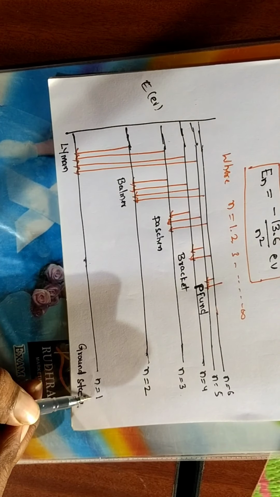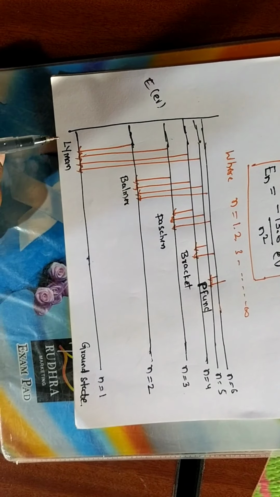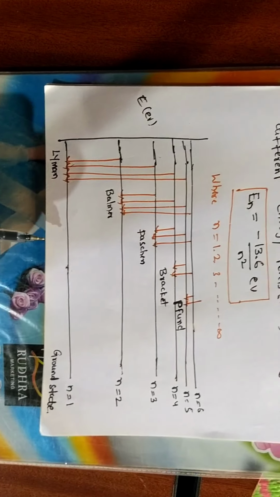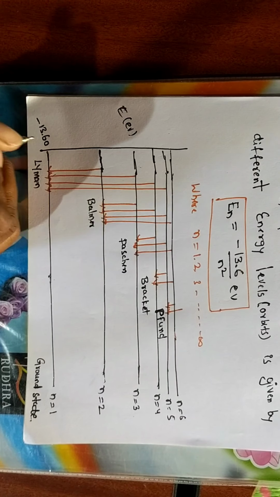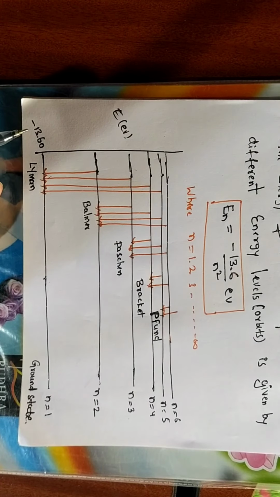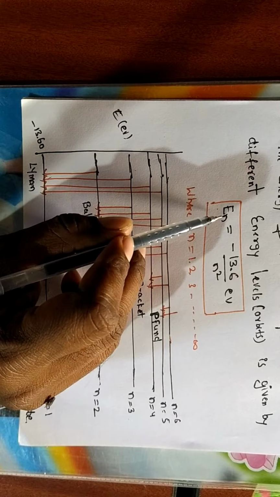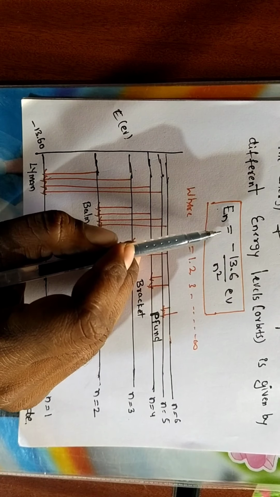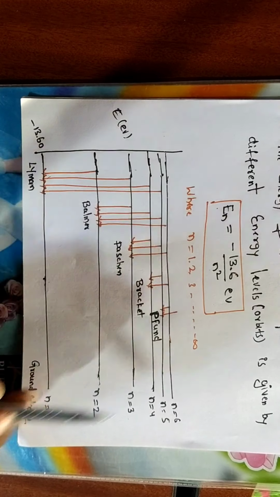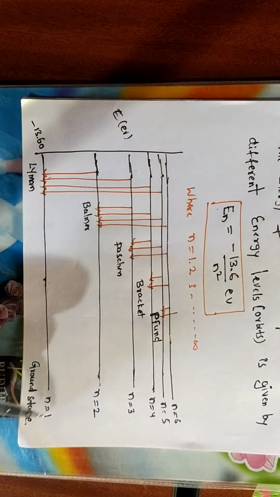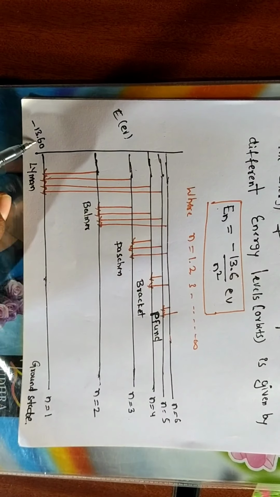Here the horizontal line represents the number of orbits and the vertical lines represent the energy levels. Here the ground state orbit has energy minus 13.60 electron volt. How to write this value? By using the formula En, where n means the orbit. E1 is equal to the energy of the first orbit, the ground state, which is minus 13.6 divided by n squared, where n is equal to 1. Minus 13.6 divided by 1 square means minus 13.6 electron volt.